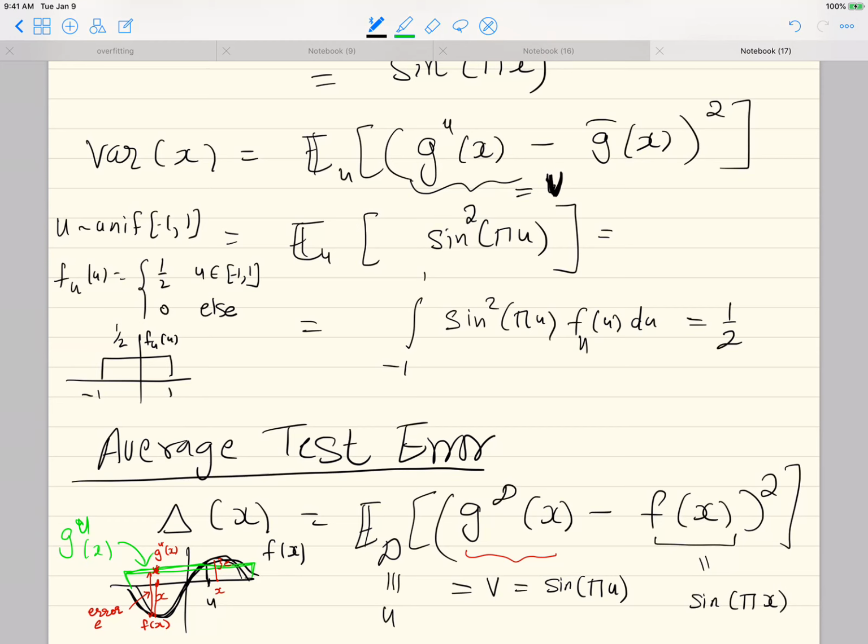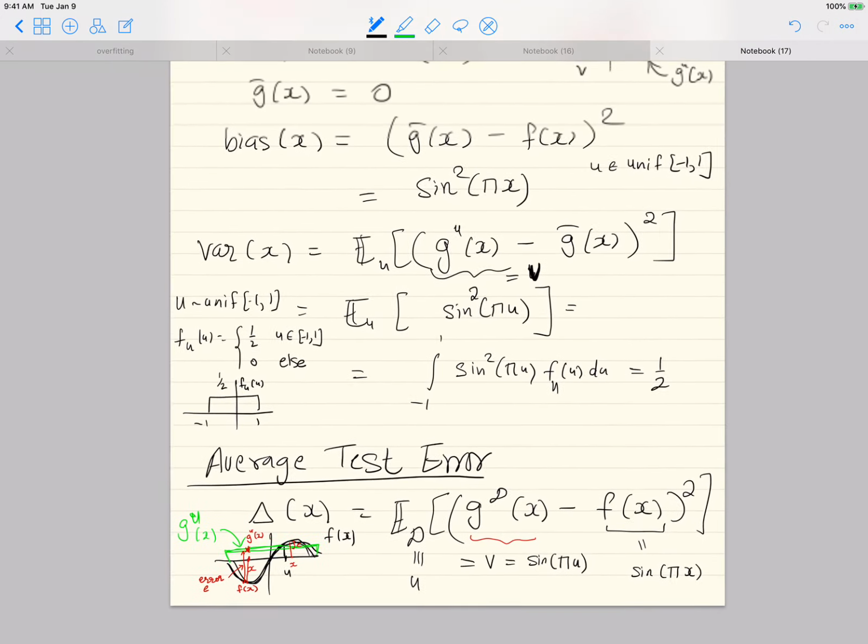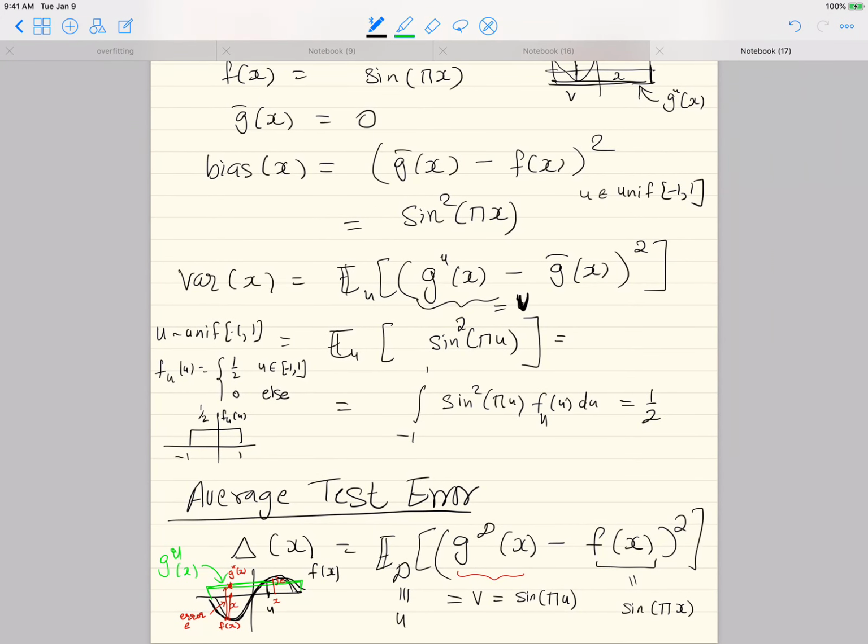If there are any questions, you should ask me now. We have defined three quantities. We have defined the bias function, which is up there, we have defined the variance function, and we have defined the average test error. There are three quantities we have defined.